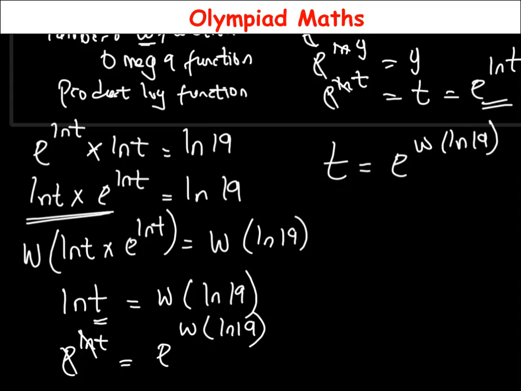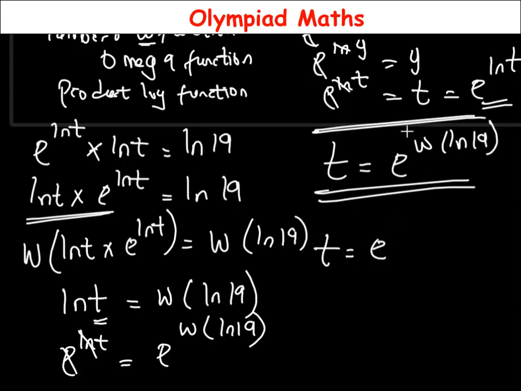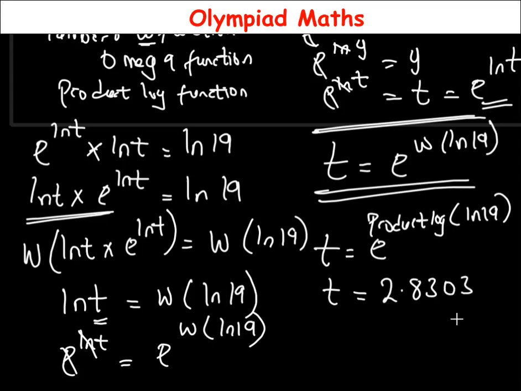At this junction, we've gotten the value of t. But then you are wondering, okay, why is it that our value of t is not in decimal form? Now, to get the actual value of t in decimal form, what we'll do is press this in our calculator. So t is equal to, you press e. Now, you will not see W in your calculator, but if you press product log, then you press in brackets ln 19, you will get the value of 2.8303 as the decimal number in your calculator.